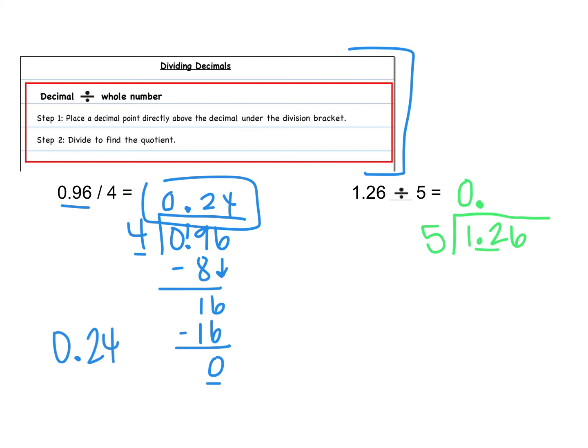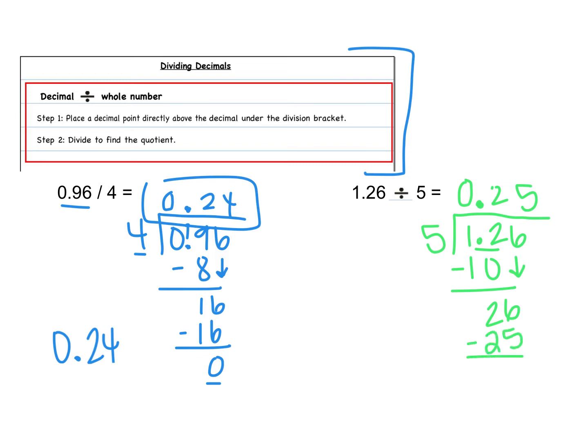How many times does 5 go into 12? We're just ignoring that decimal point in there. So how many times does 5 go into 12 without going over? It goes in there twice. Multiply 2 times 5, which is 10. Subtract 12 minus 10, which is 2. Drop down the next number. So now how many times does 5 go into 26? It goes into 26 5 times without going over. Multiply 5 times 5, which is 25.